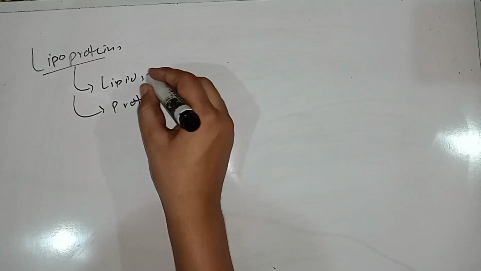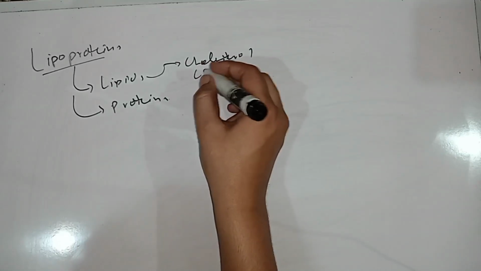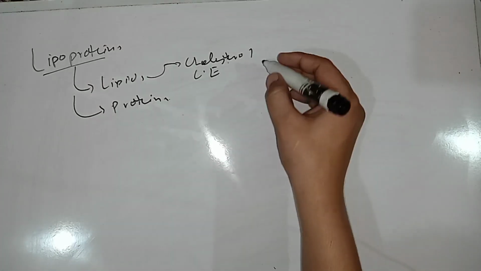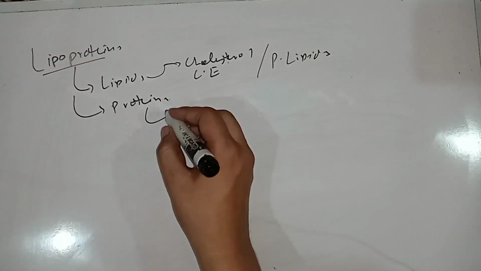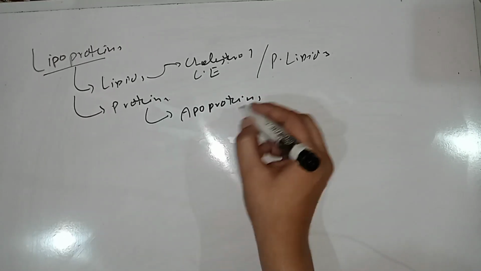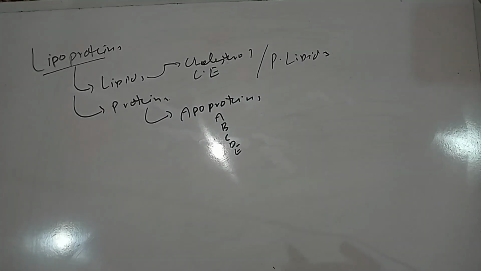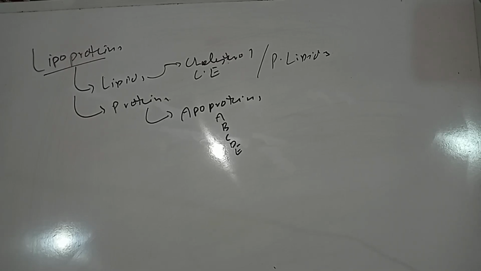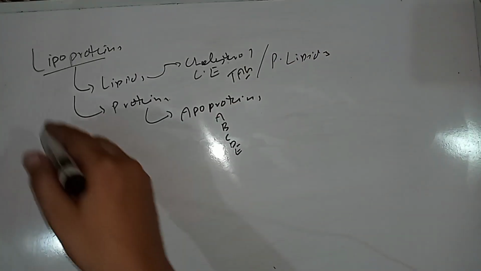The lipids here are usually cholesterol or cholesterol esters, and they are also phospholipids, and the proteins here are usually apoproteins, and these apoproteins are of 5 classes. It can be apoprotein A, B, C, D or E. So lipoproteins are a combination of proteins and lipids. Lipids include cholesterol esters or phospholipids, or there can also be triacylglycerols.